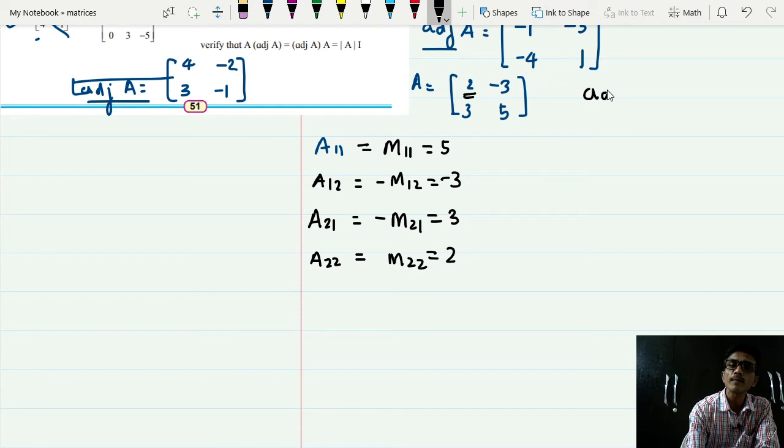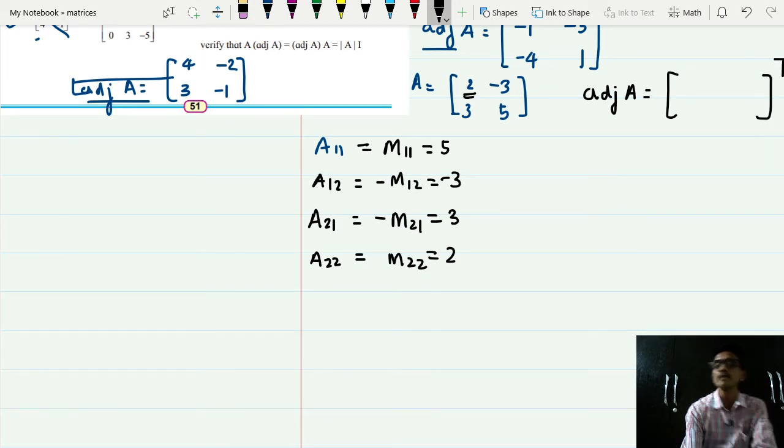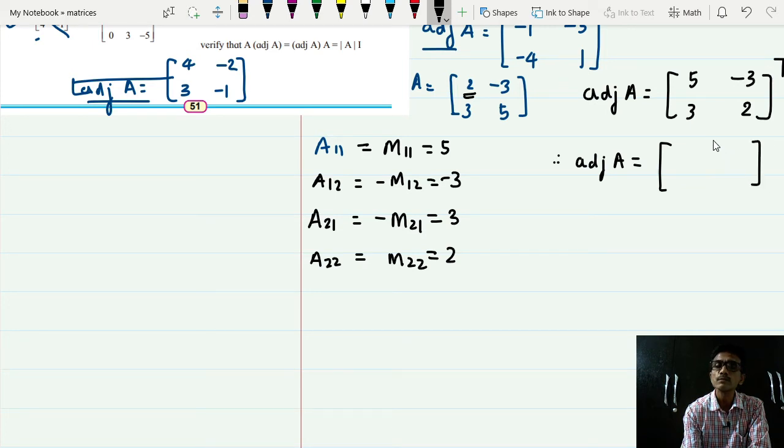Therefore adjoint of matrix A is equal to transpose of the matrix of cofactors. So what are the cofactors? Elements 5, minus 3, then 3, then 2. Here we write transpose of this matrix. Therefore adjoint of A is equal to transpose of this matrix. We interchange all rows and columns.